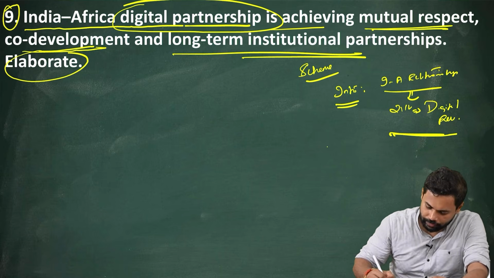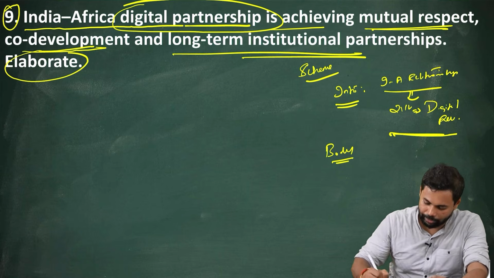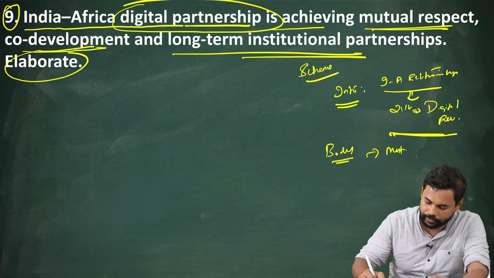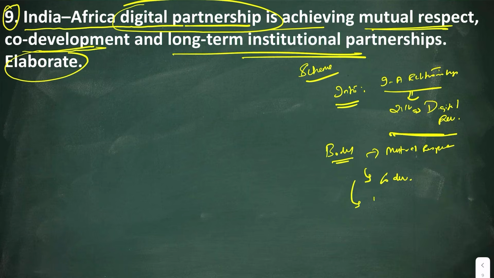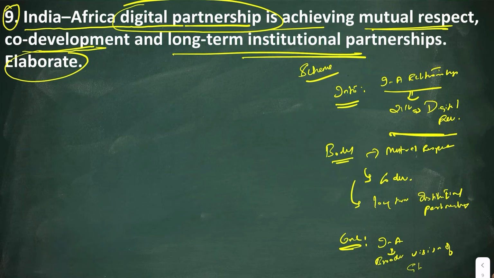Okay, the next is body. So in the body, as you know, they have already given the 3 dimensions that you will be covering. One is mutual respect, another is co-development, and the third is the long-term institutional partnership. Okay, in the conclusion, we will try to link India and Africa in the broader vision of global geopolitics. So it will be a forward-looking type of a conclusion. So this is more or less the structure that I'll be doing for this answer. Again, a straightforward one if you have practiced a lot of mock tests. Alright, so let us start off.